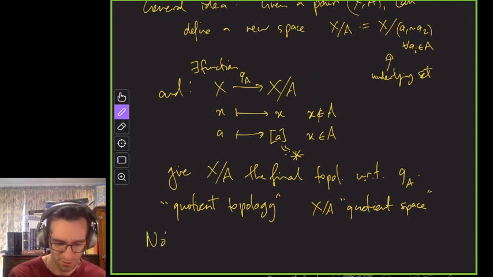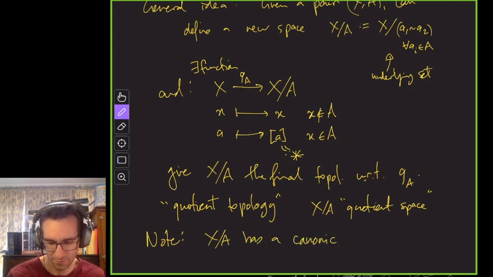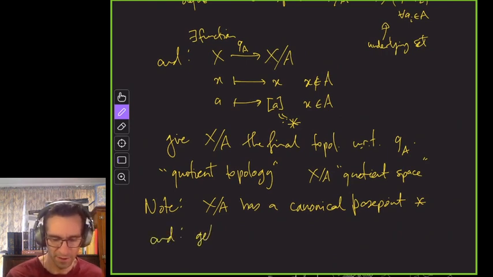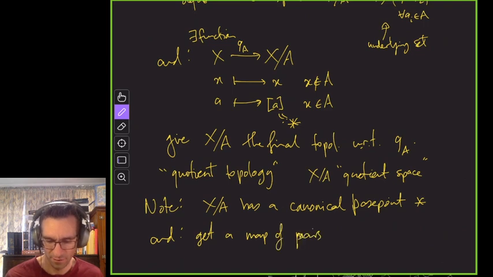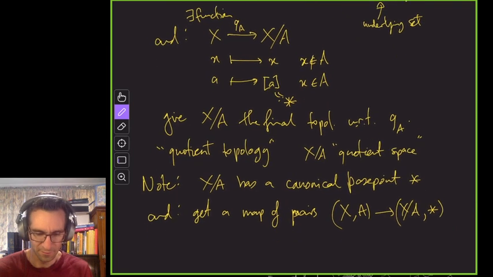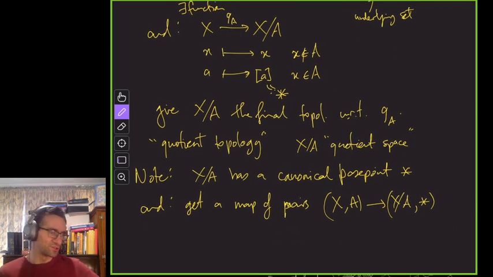So note, X mod A has a canonical base point. I'll call it star, and we get a continuous map of pairs, pairs X, A to X mod A, point. Okay, so this is interesting because, as we saw, reduced cohomology could be defined not just in terms of the co-kernel, like I first gave it.